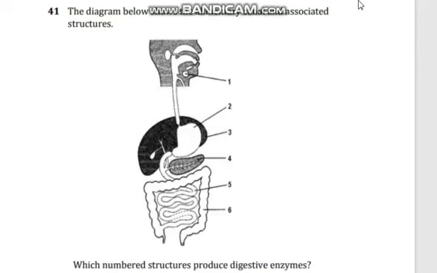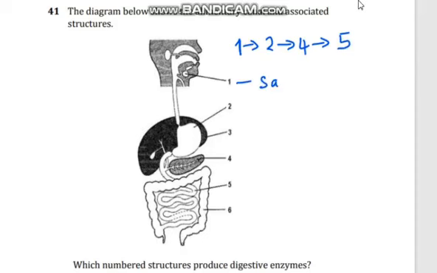So which numbered structures produce digestive enzymes? We have 1, the salivary gland. Then we also have the stomach, which is 2. Apart from the stomach, we also have the pancreas, which is 4. Apart from the pancreas, we also have 5, the small intestines. So these are the answers.